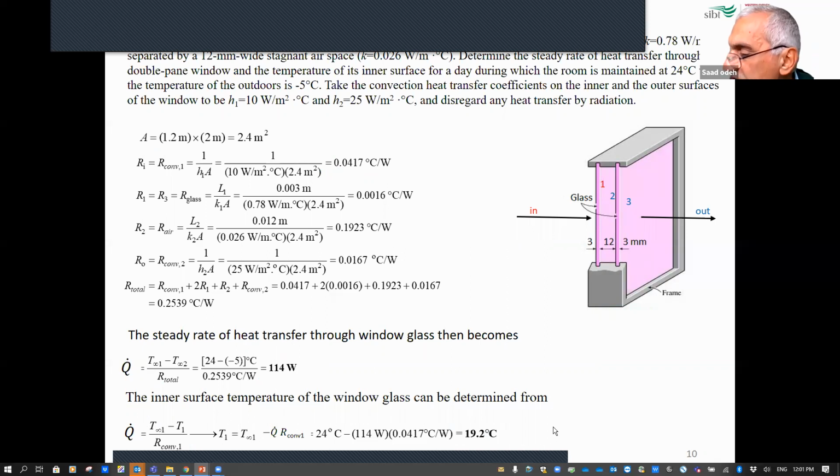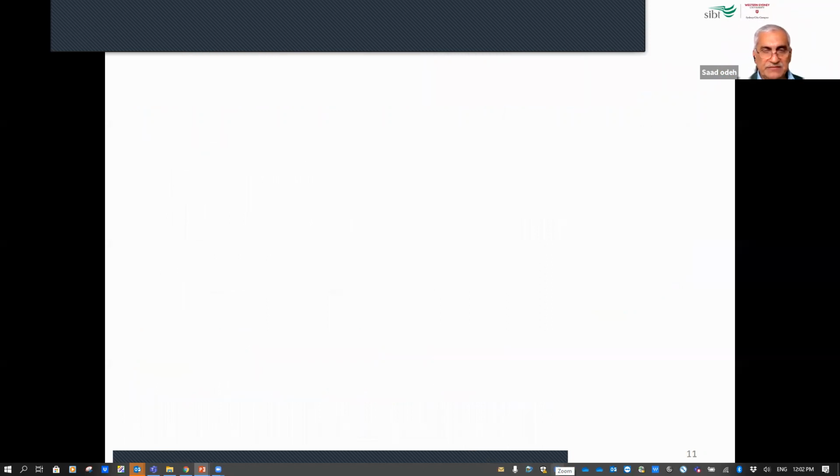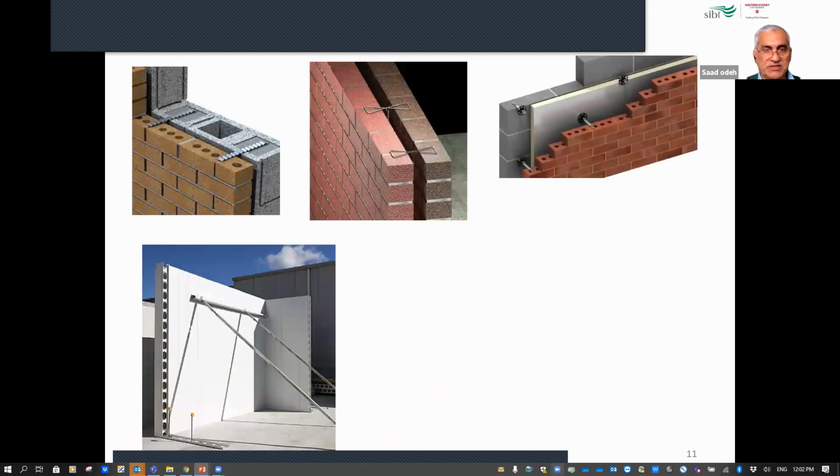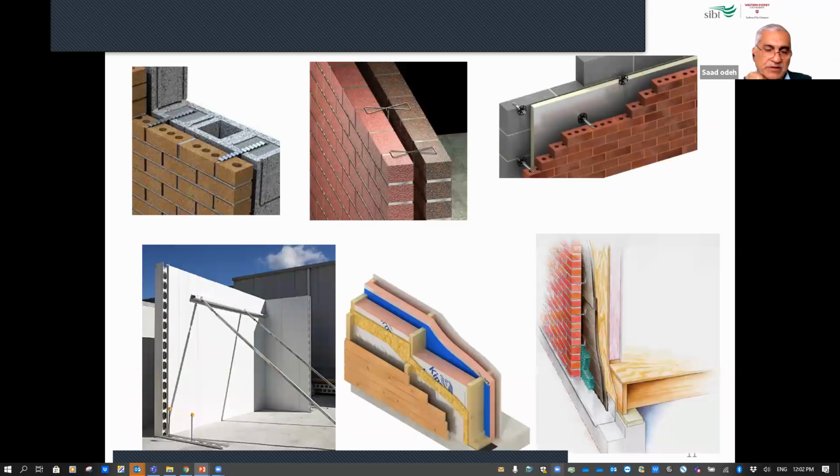All right, so we still have half an hour. We can finish most of the topics in this lecture. So now we know how to find the heat transfer through a flat surface. And we mentioned that walls are an example of actual surfaces we deal with in actual design. So this is one application, walls of buildings.